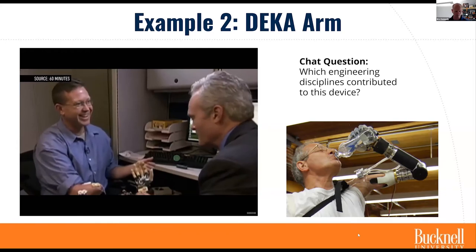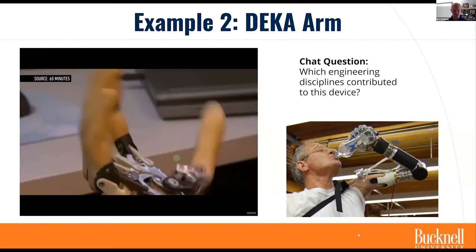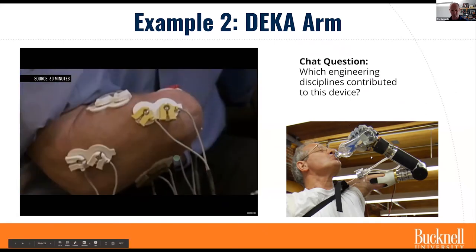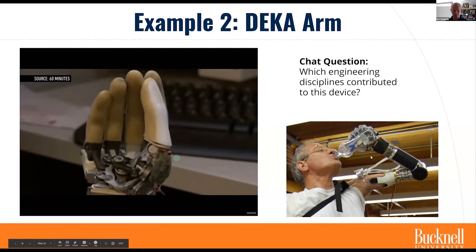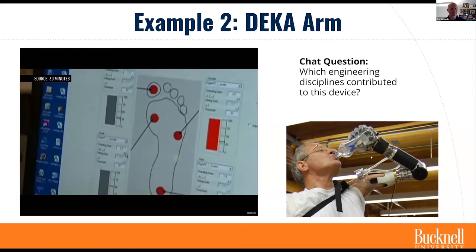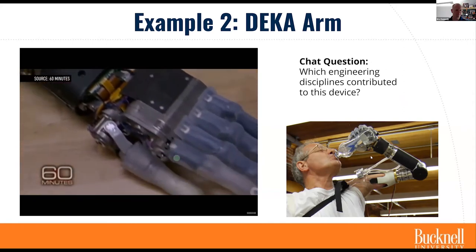The DEKA arm system is controlled by EMG electrodes placed on the remaining portion of the human arm. A computer processor translates muscle contractions into one of 10 specific movements. The system also uses a combination of switches and both movement and force sensors for control, some of which was showcased in a 60 Minutes report from 2009.